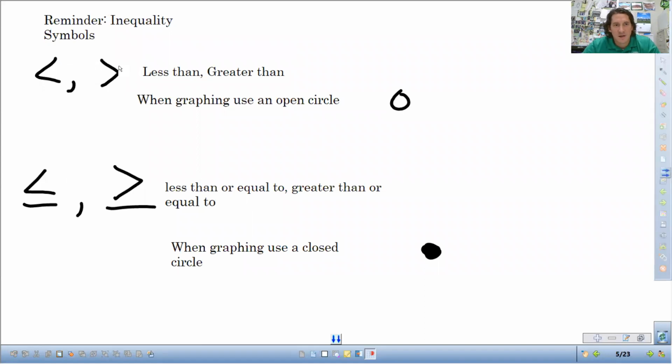So there are two types of inequality signs. There's these that are just like the arrowheads without a line underneath them that mean less than or greater than. When you are graphing, you use an open circle. We'll talk about this more when we get to the graphing portion. These with the line underneath mean less than or equal to, or greater than or equal to. When you're graphing, you use a closed circle. So these are used to show that quantities are not the same.